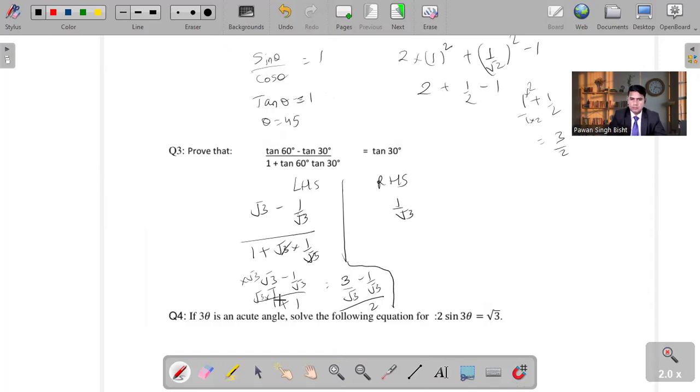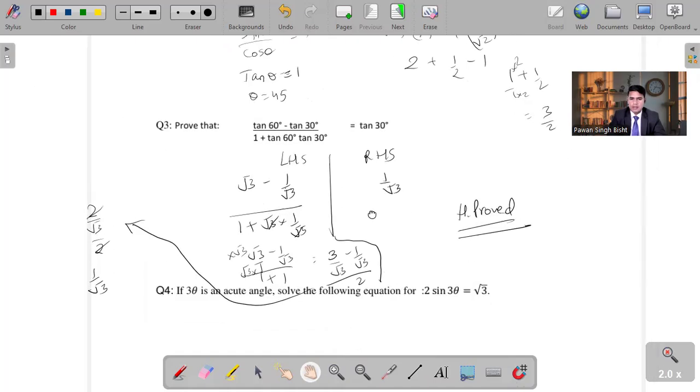So 3 minus 1 is 2 upon root 3, over 2. The 2s cancel. What is left? 1 upon root 3. And tan 30 value is also 1 upon root 3. Right, I have solved it here. So 3 minus 1 is 2 upon root 3 divided by 2, so 2 and 2 get cancelled. What is left? 1 upon root 3. And the right-hand side is also 1 upon root 3. So hence proved. Left-hand side equals right-hand side. Hence proved. Right. Next question.